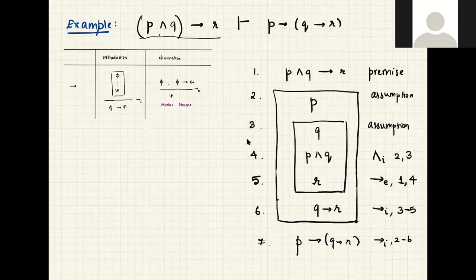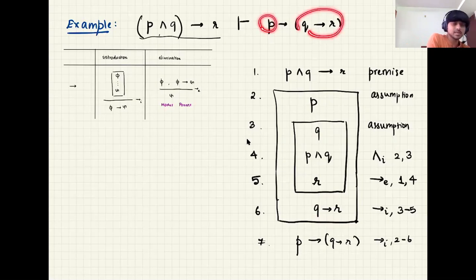So can we directly assume P and Q? You can do that. Wait. No, no. If you do that, how will you proceed? See, finally, I need P implies Q implies R.